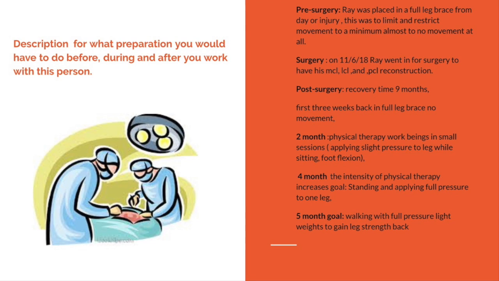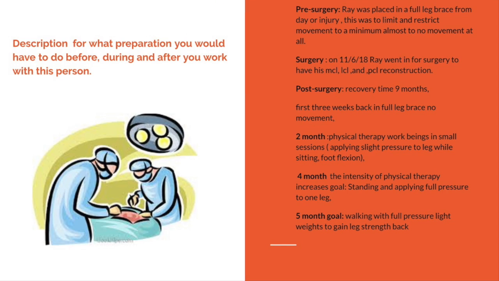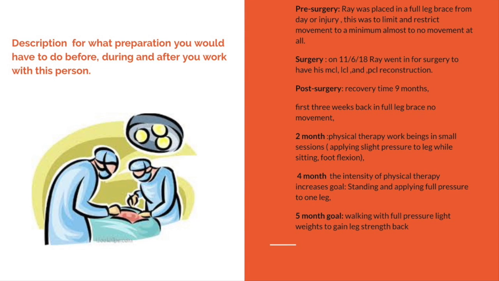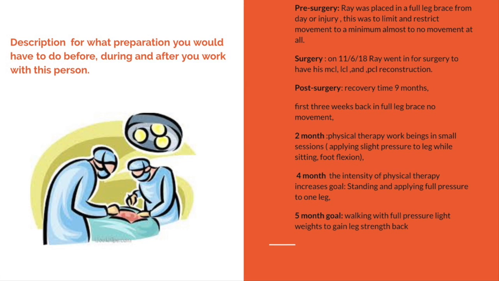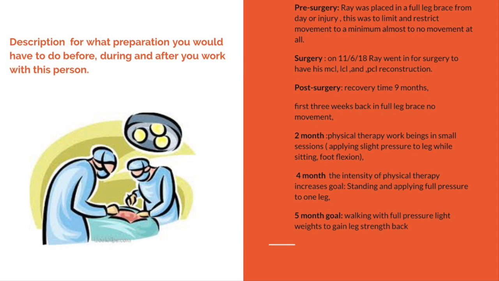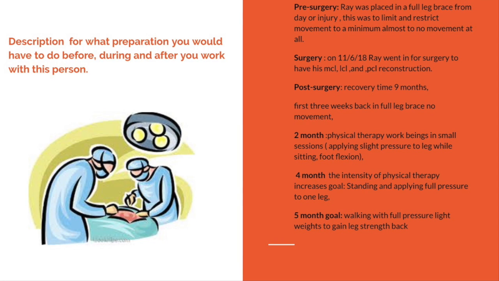At 2 months, physical therapy work begins in small sessions to apply slight pressure to the knee and work on foot flexion. At 4 months, intense physical therapy increases the goal to standing and applying pressure to his knee and full leg. At 5 months, the goal is to walk with full pressure and light weights to gain strength back in his leg to gain full mobility back.